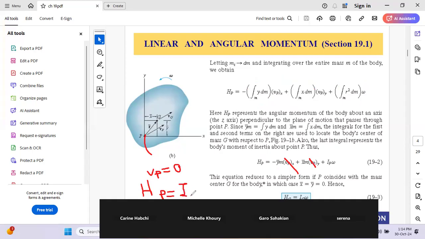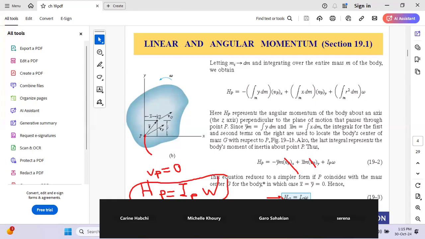Please pay attention, only applicable if P has a velocity of 0. And if P is an instantaneous center of rotation, or we have rotation about a fixed axis passing by P, then we can apply that the angular momentum about this point is the inertia about this point times omega. For point G, it's always applicable, whatever is the type of motion.